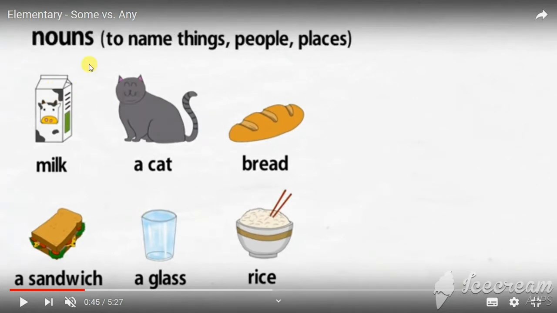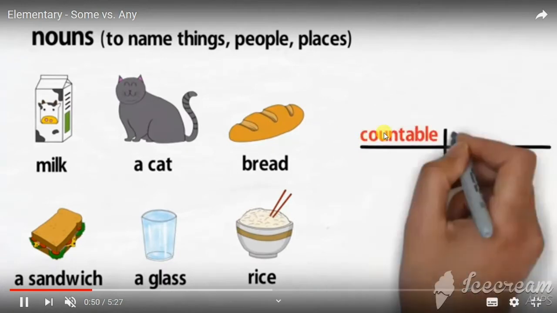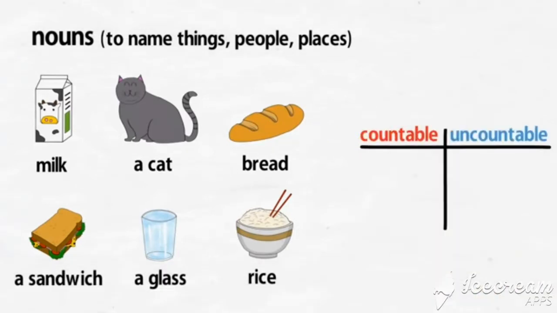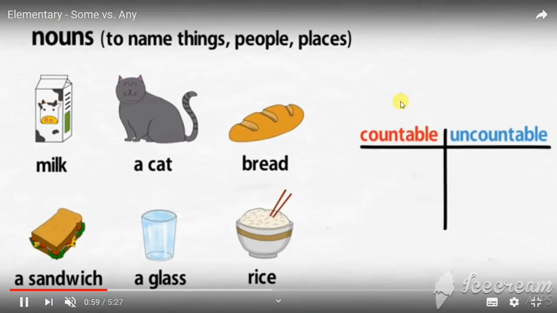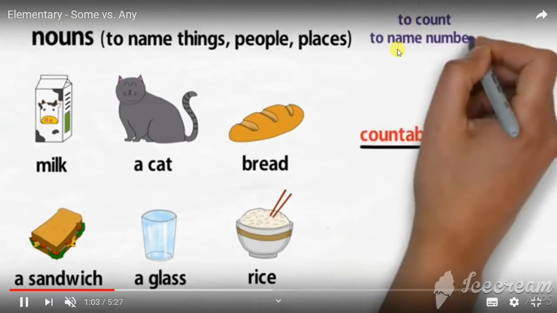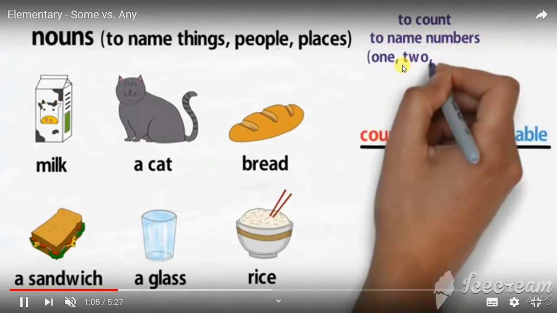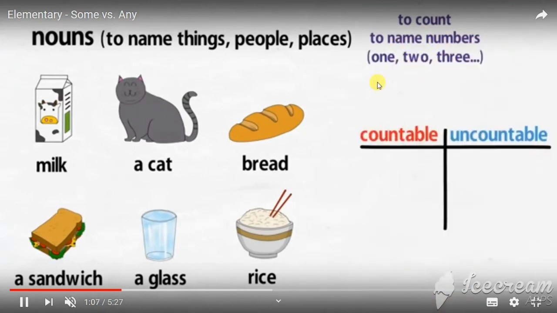These are nouns. All of them are nouns. But we have countable nouns and uncountable nouns, okay? But what do you mean by countable or uncountable? These are from the verb to count, like to count, to name the numbers 1, 2, 3. Like we have 1 cat, 2 cats, 3 cats.